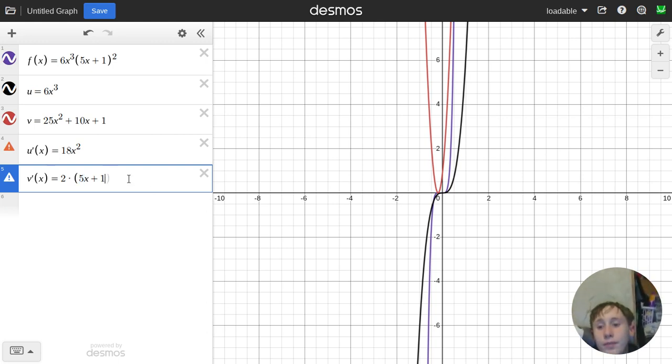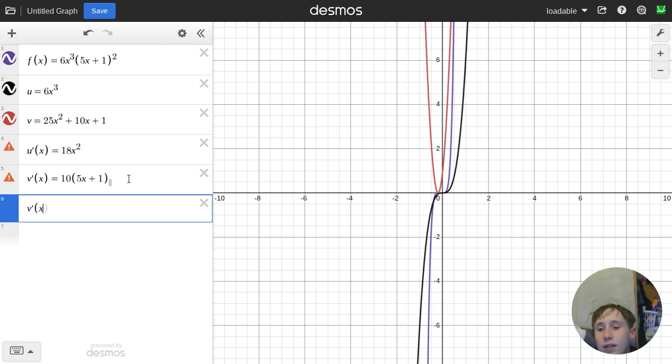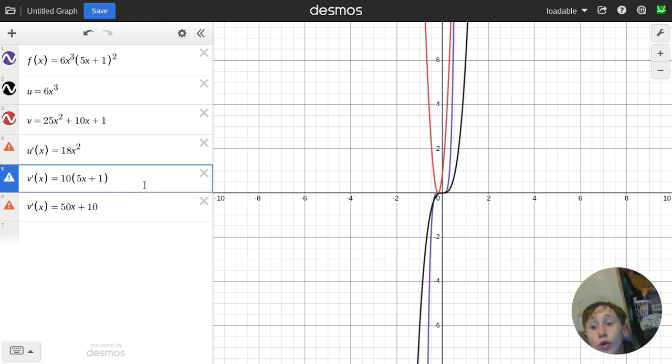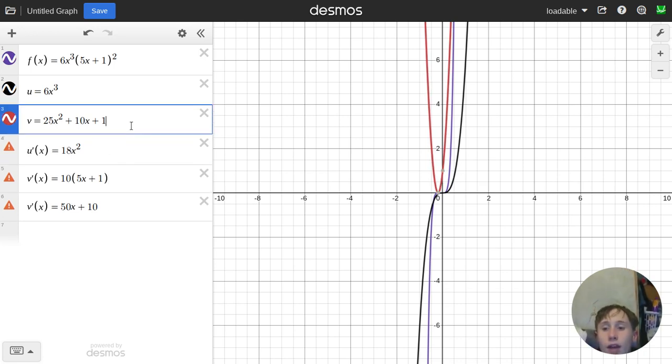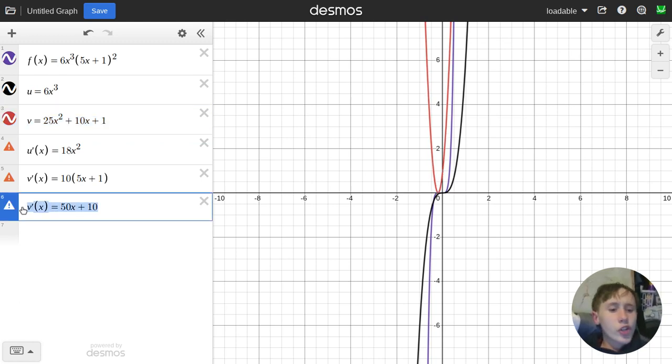So we do 10 times 5x plus 1, v prime x equals 50x plus 10. There we go. And, of course, we can go ahead and check this. 25x squared times 2, so 50x. So yeah, it corroborates the same with this one as well. That's how we know we're right, because if we just take the derivative of the expanded version, it's the same as if we just did the chain rule.